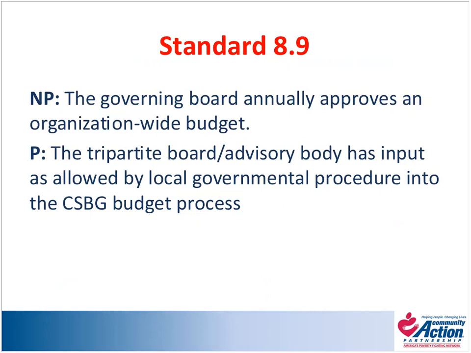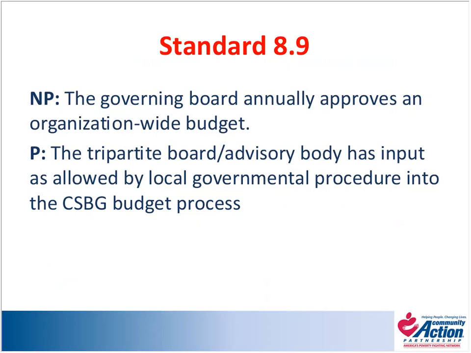So for nonprofit agencies, the standard reads, the governing board annually approves an organization-wide budget. And for public agencies, the tripartite board advisory body has input as allowed by local governmental procedure into the CSBG budget process. So again, this is one that we tend to get some questions from public agencies, since in some cases the tripartite board or advisory body does not have direct decision-making authority on the budget process. But again, as long as you are following local government procedure, you should be in compliance with this particular standard.